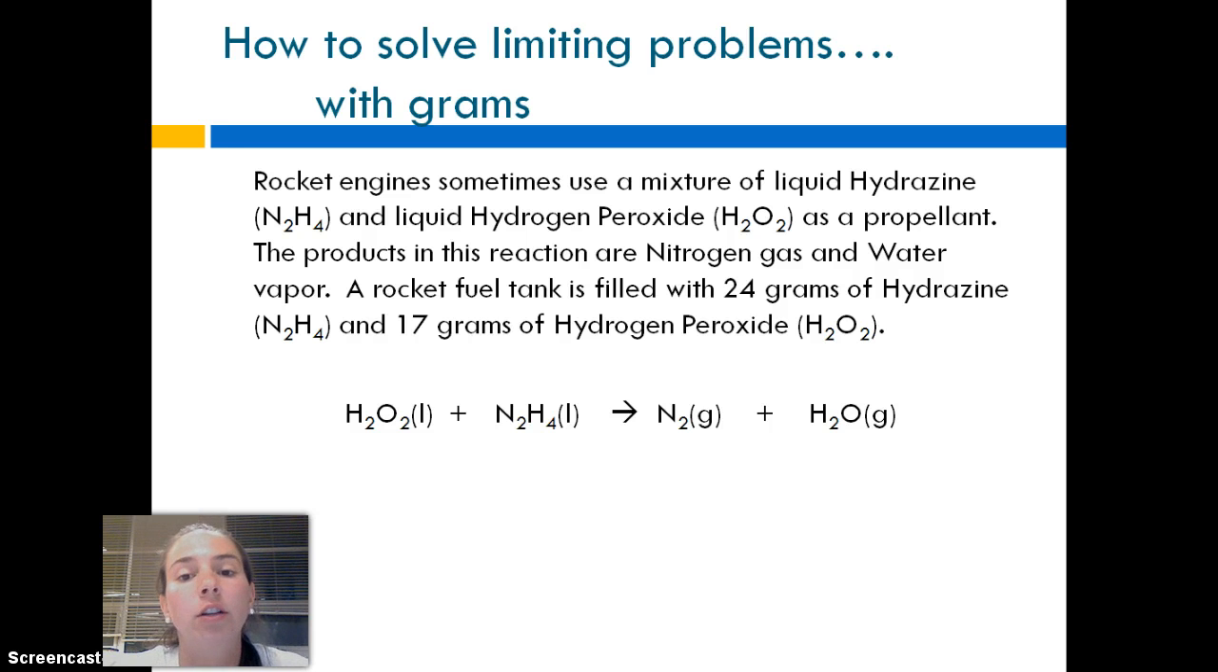So we're going to start taking a look with the reaction that occurs in rocket engines. And we've got some liquid hydrazine, which is N2H4, and hydrogen peroxide, H2O2, and those are used as propellants. And so we can see the reaction down below here, and we're going to create nitrogen gas and water. And so the problem is telling us that we've got a fuel tank filled with 24 grams of hydrazine and 17 grams of hydrogen peroxide.